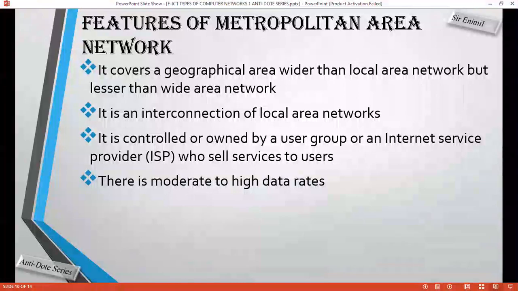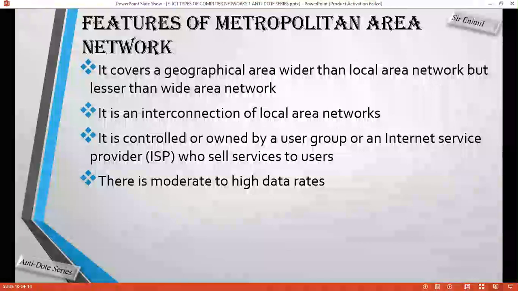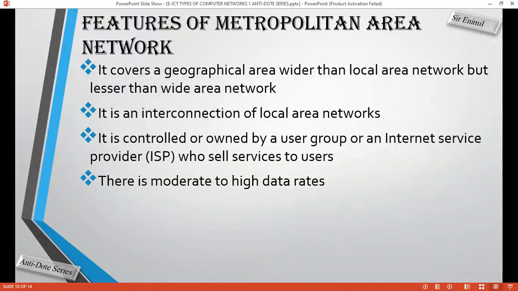And there is moderate to high data rate. Exactly, there is moderate to high data rate because of how huge the network is. You wouldn't have that in a local area network, where everything will move smoothly. With a metropolitan area network, because it covers a huge distance, the rate at which data moves from your computer to another person's computer in another office, but within the city or town, is very high, because the machines are connected and are not in close proximity.